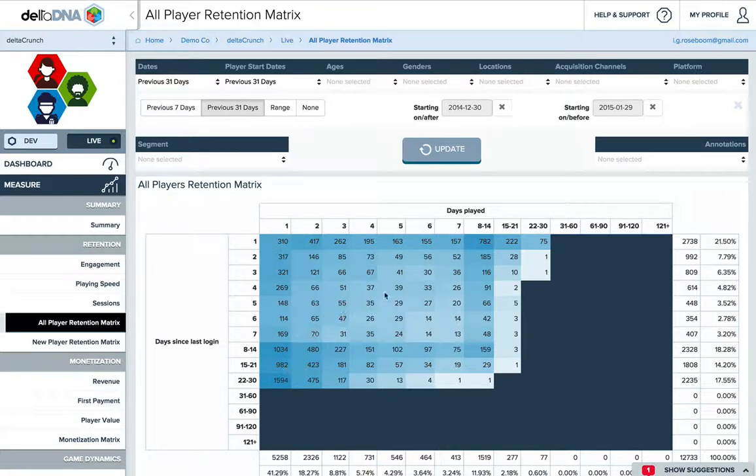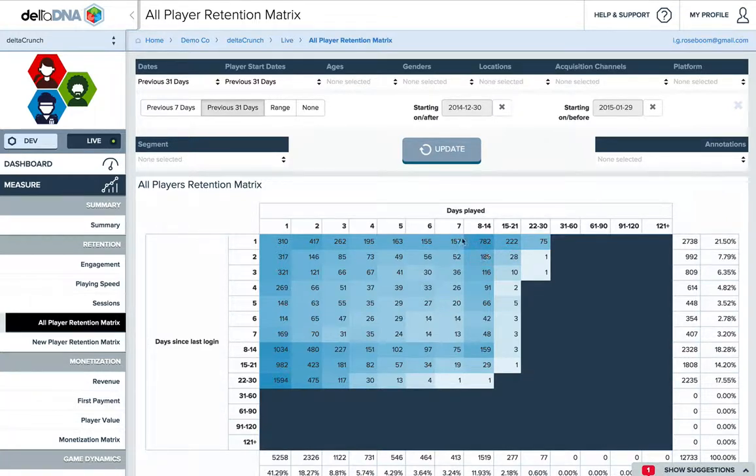The nice thing about the all player retention matrix is it can also show you how many people are engaged. So up in the top right, you'll have people who've been seen many times. So this 7 or 8 to 14 or 15 to 21 means that these players have been seen on 7 or more distinct days. So they've played the game on 7 separate days or 8 to 14 separate days. And if they're up here in the 1 or 2 days since last login, that means that their last session happened very, very recently. So these are your engaged players.